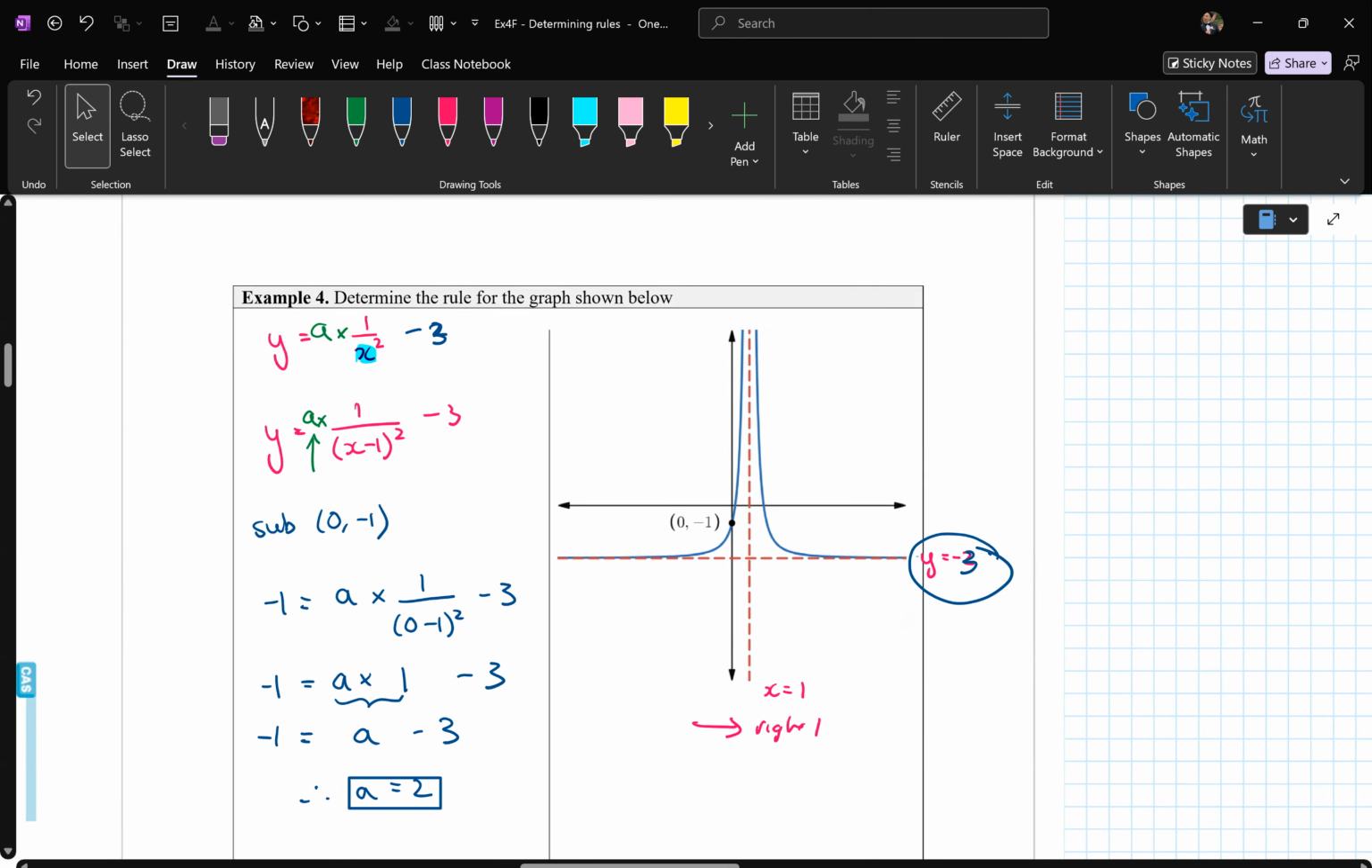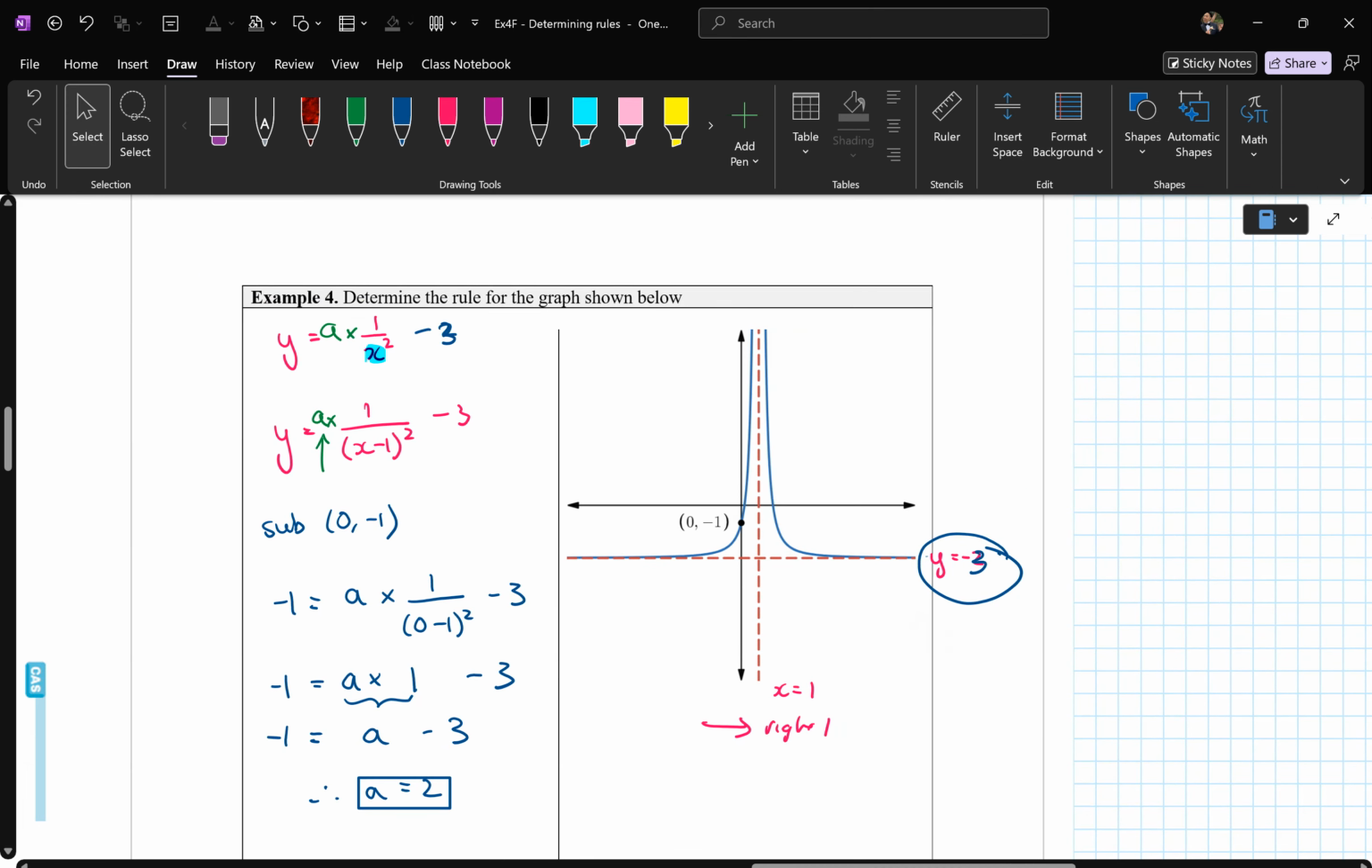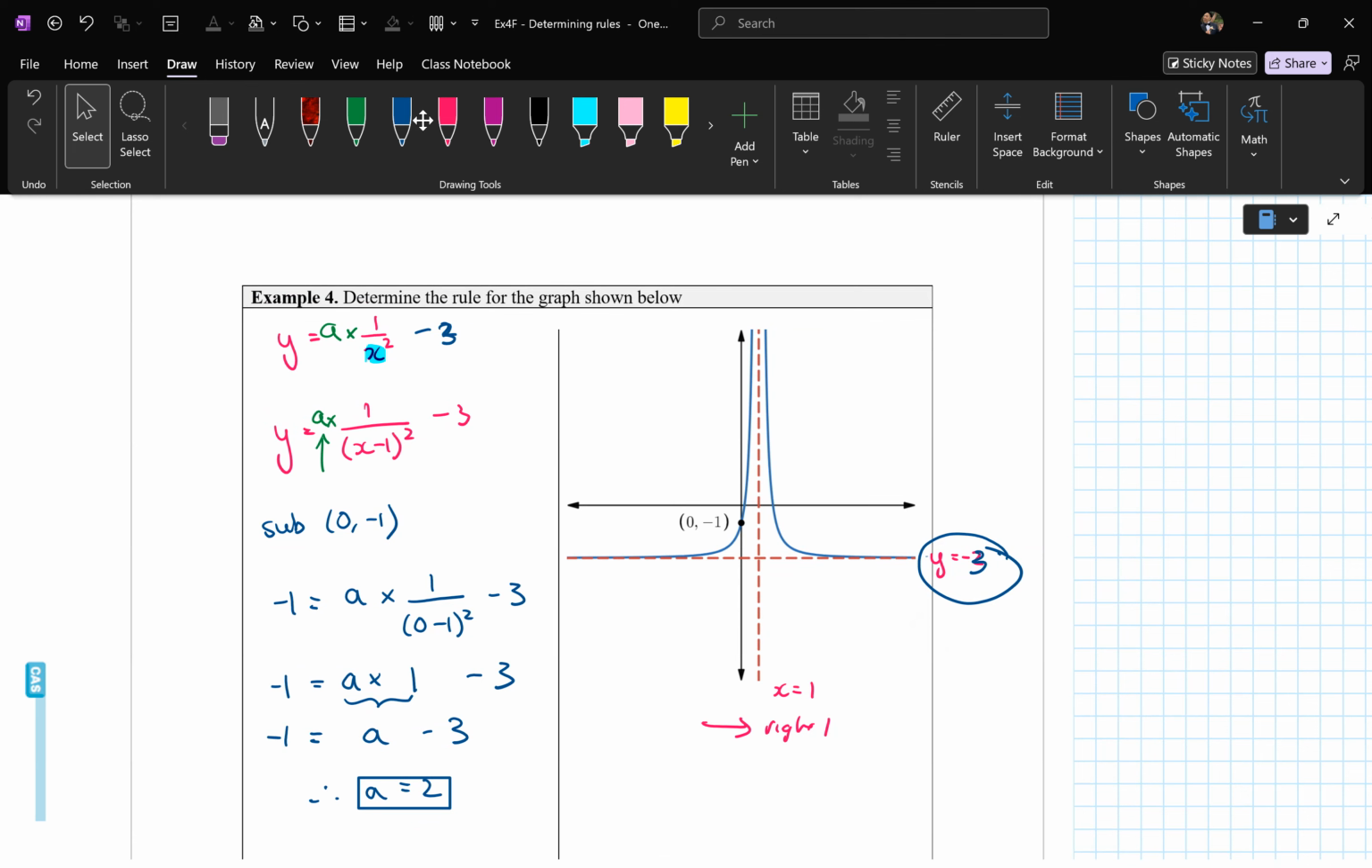So for this equation to work, where you have an asymptote at y equals -3 and x equals 1, the equation must be 2 times 1 on x minus 1 squared, minus 3. Usually we write it together: write 2 as a fraction, and it becomes 2 over x minus 1 squared, minus 3. Okay, and that finishes that exercise.